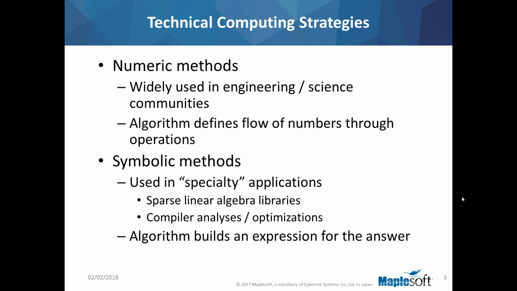And when you look at implementing those algorithms, there are really two main camps that those techniques can fall into. You're either looking at numeric methods or symbolic methods. Now, the numeric methods are very widely used in engineering and science communities. And really what they do is they define how numbers are going to flow through the different operations defined in your algorithm. Symbolic methods are a little different. So you see them used more in specialty applications. You see sparse linear algebra libraries use them a lot, and compiler analyses and optimizations are two prime examples.